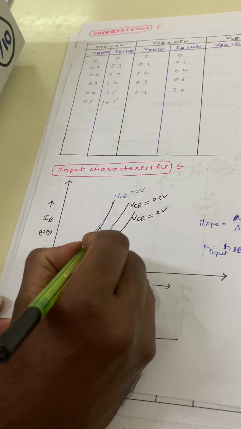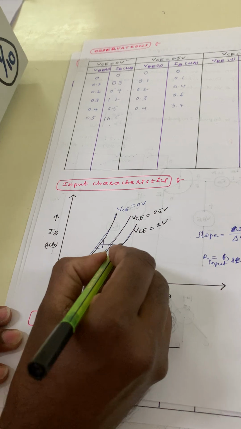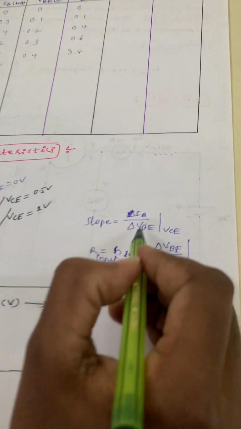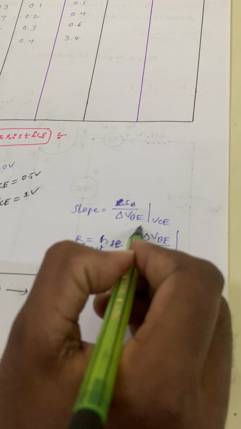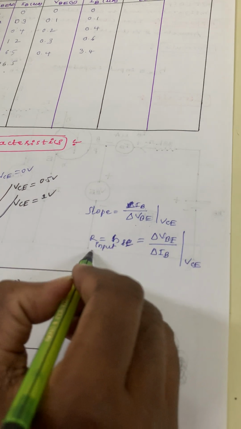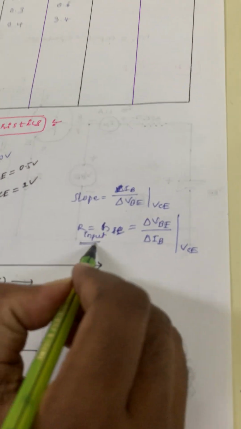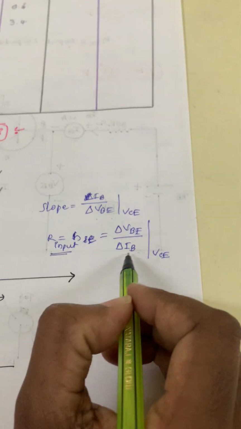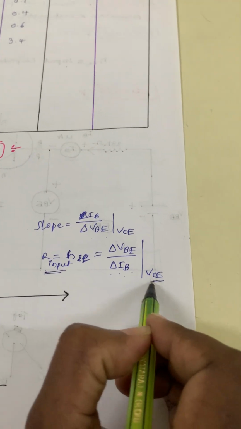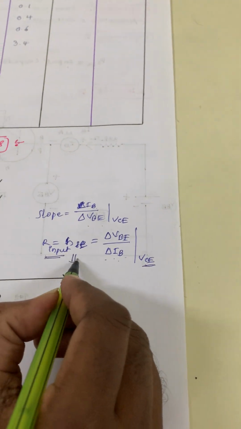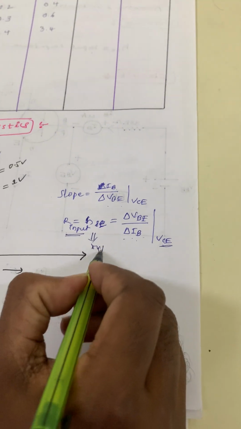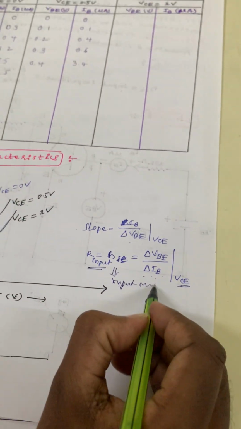So you find the slopes. The slope is delta IB divided by delta VBE. The reciprocal of the slope gives the resistance, delta VBE divided by delta IB. That is nothing but the input impedance. Which one is it? Input impedance of the BJT.